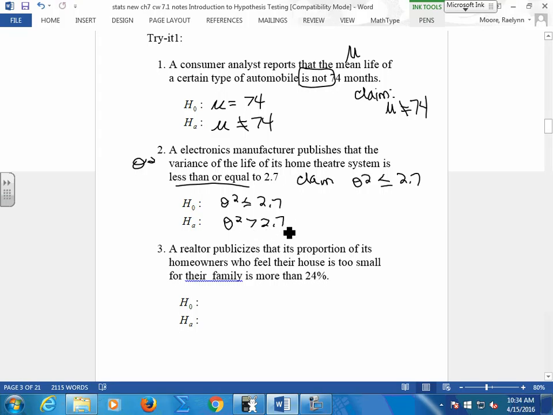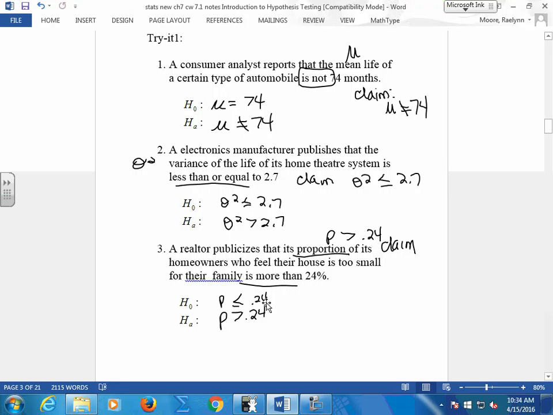A realtor publishes that the proportion of its homeowners who feel their house is too small for their family is more than 24%. How do I say proportion? P is more than, greater than 0.24. This is your claim. HO or HA? HA. Good. And the HO would be P is less than or equal to 0.24. Good.